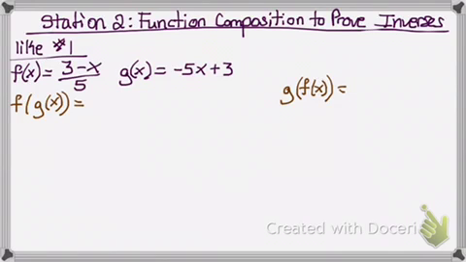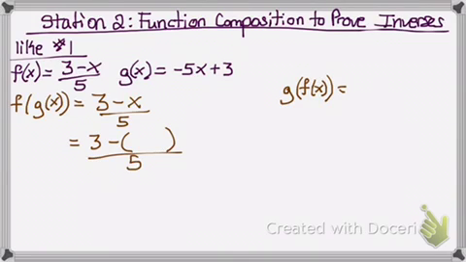All right, so for f of g of x, remember, since f is on the outside, that's the function you write out first. Everywhere that you see an x, you're going to put parentheses. So it'll be 3 minus parentheses over 5. Inside the parentheses, that's where you're going to write the g of x function. So it'll be negative 5x plus 3.